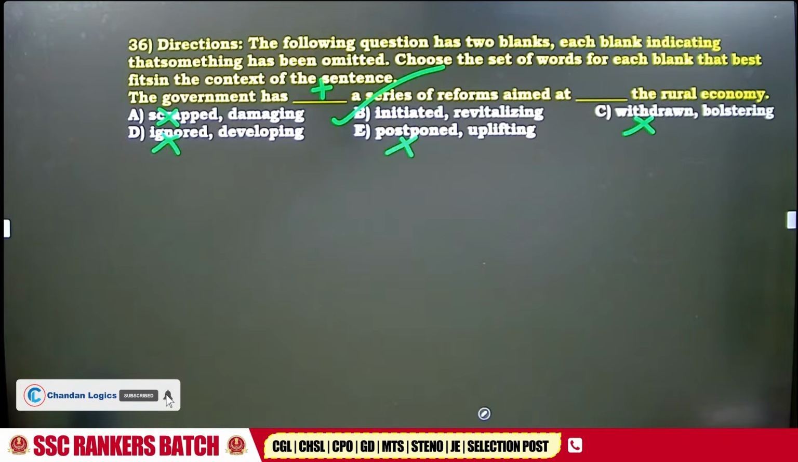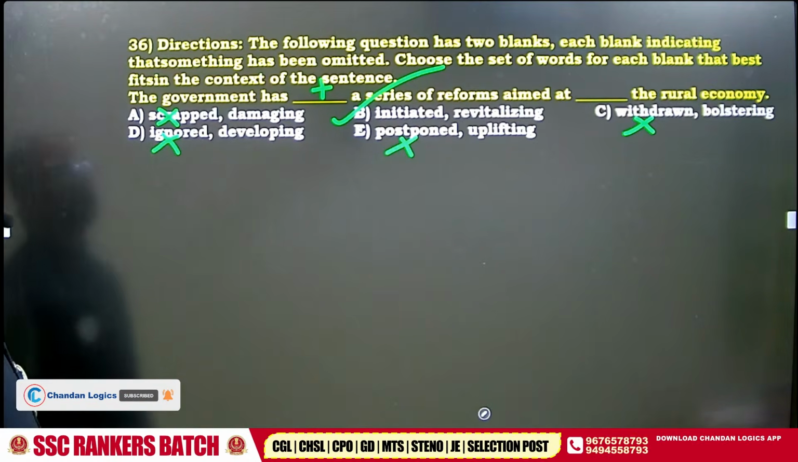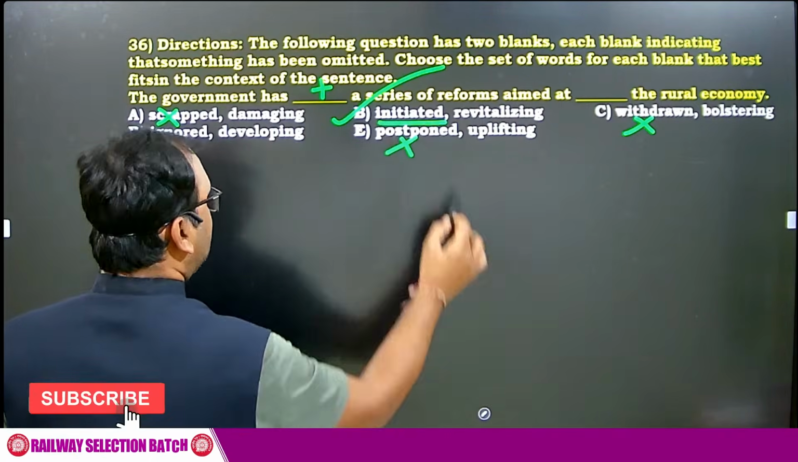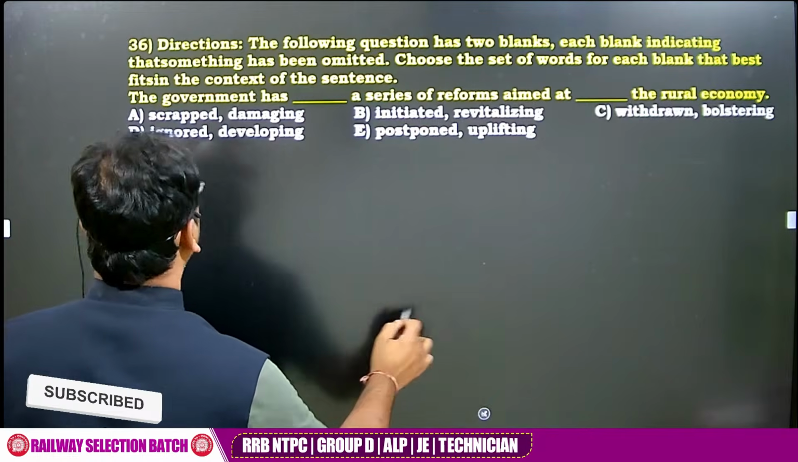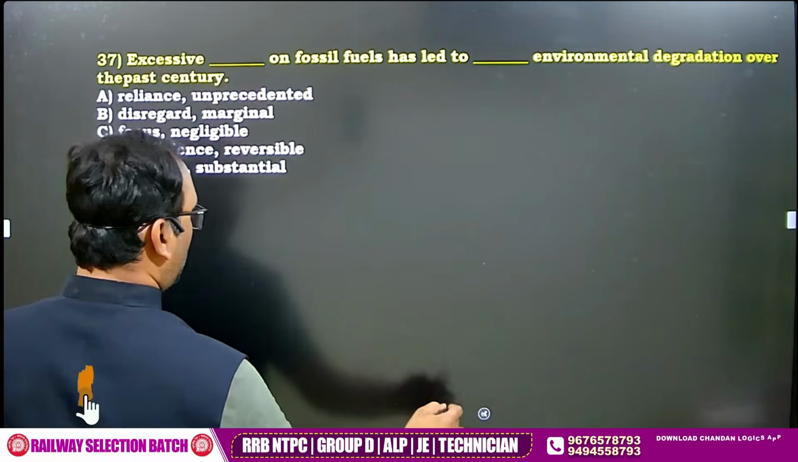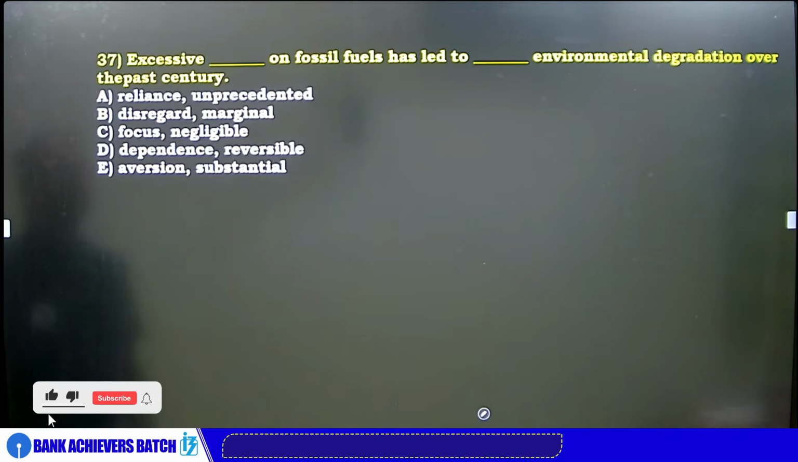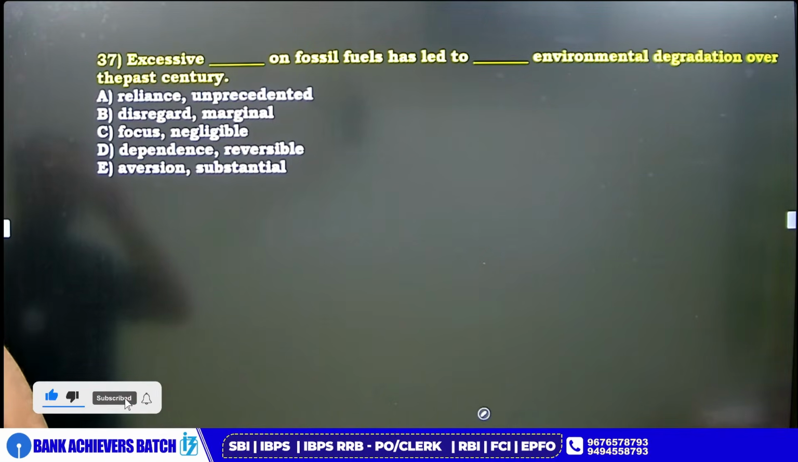Why are you wasting time to read the sentence? Government has dash many reforms. Initiated many reforms. Easy answer. Question number 37. Excessive dash on fossil fuels.